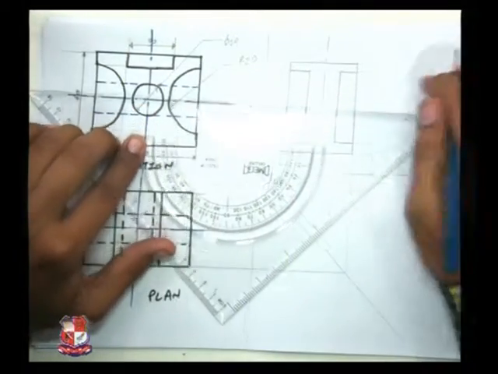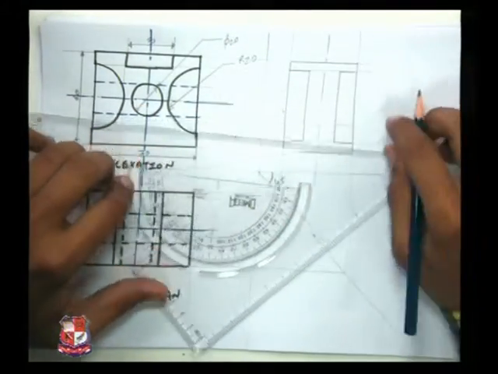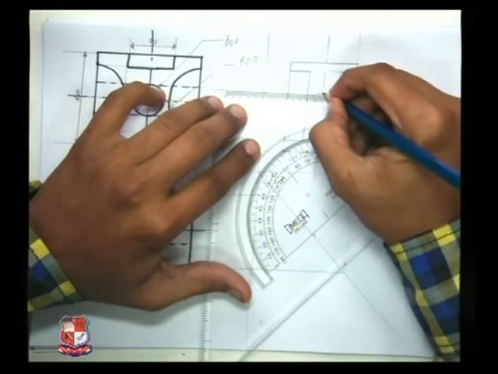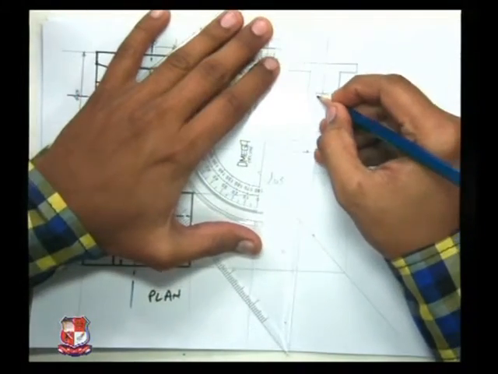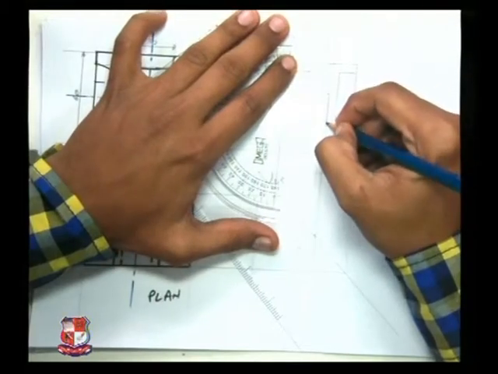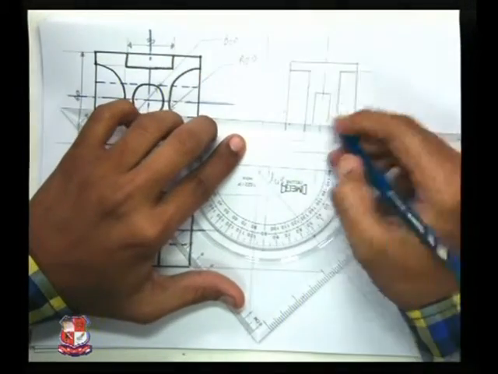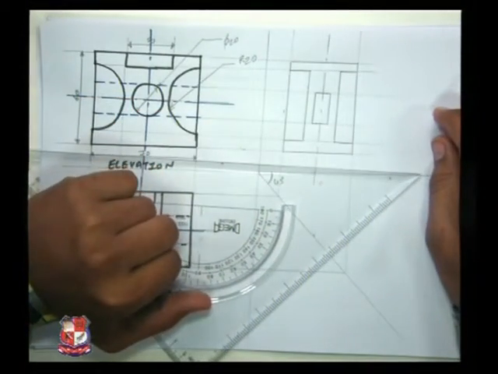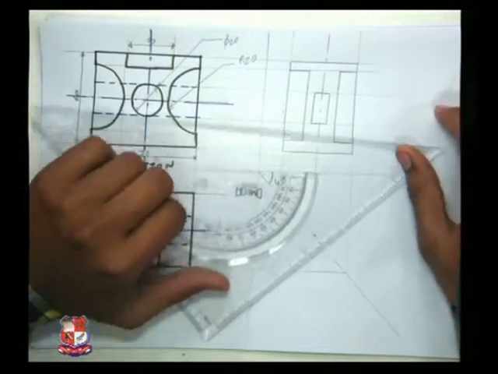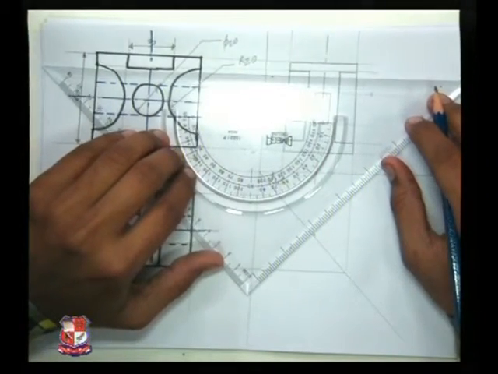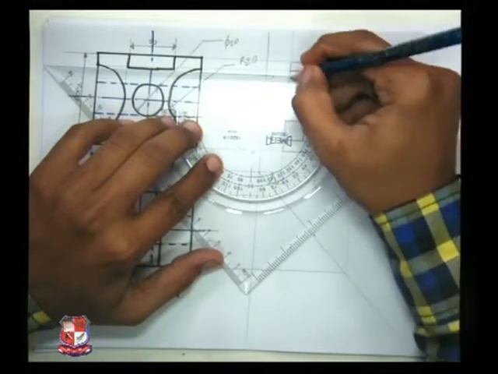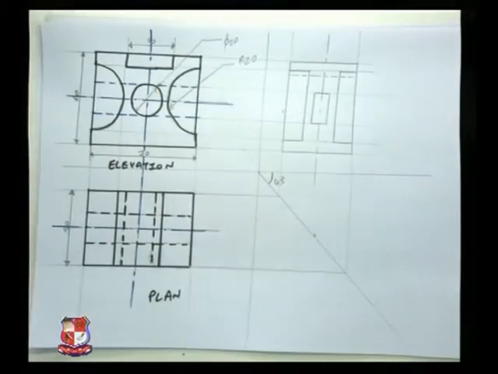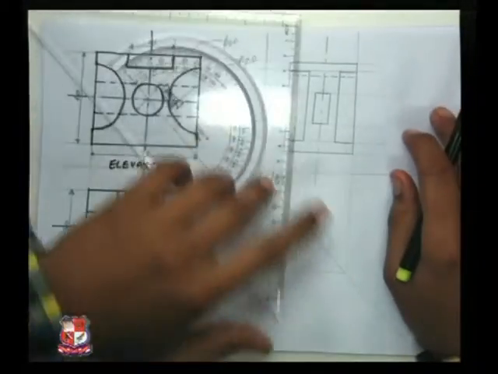Taking the projections of this square hole, so this is how we can get these projections. Hidden line would be only this slot. Hidden line would be this slot. I am highlighting this for you.